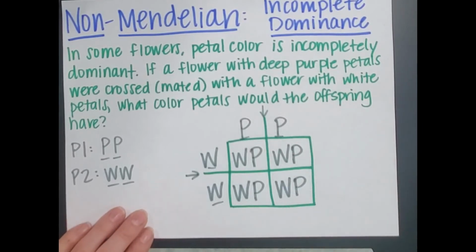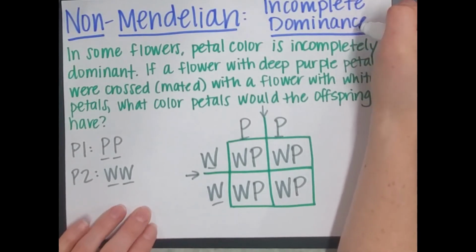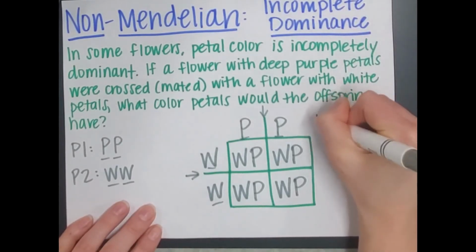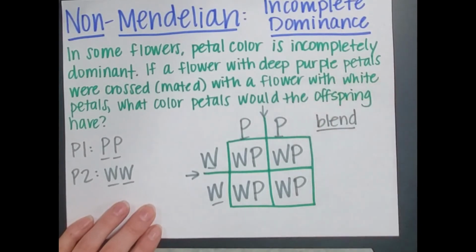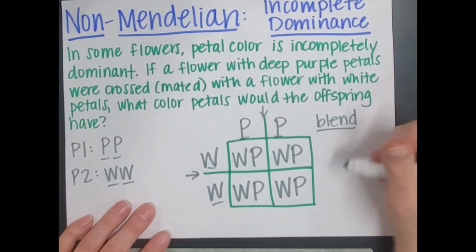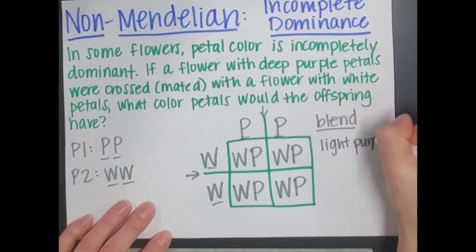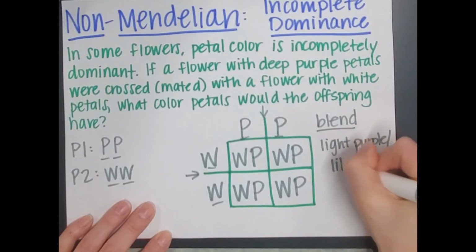Now, this is going to be different than our codominant case. With codominance, our heterozygote shows both. But in incomplete dominance, it means that neither is dominant over the other, and instead we're going to get a blend. So that's our key here, is that you're going to get a blend of the phenotypes in our heterozygote, or our heterozygous offspring. So if we mix dark purple and white, we should get a light purple or lilac color. So light purple or lilac.